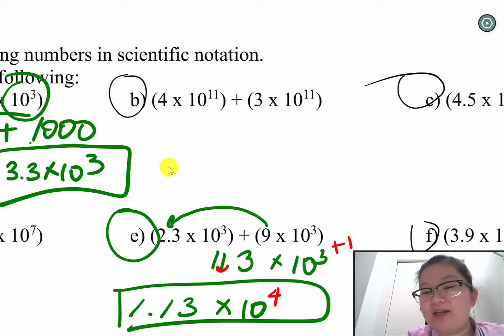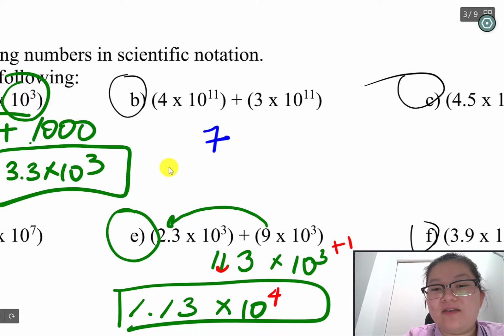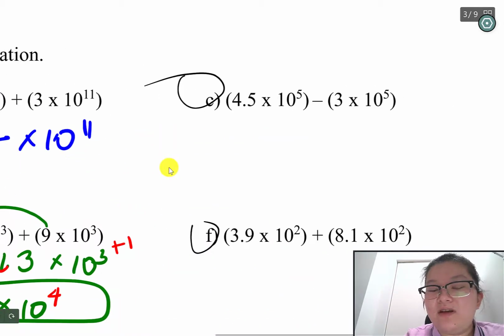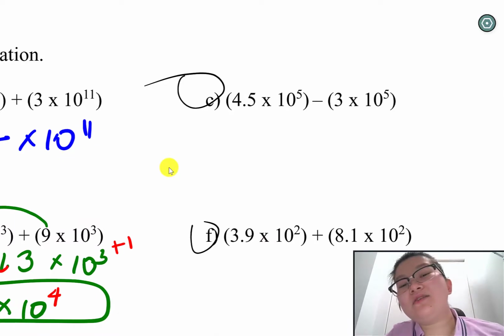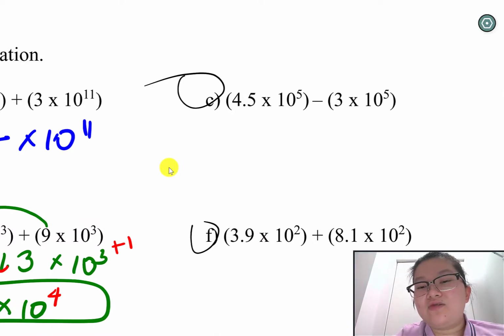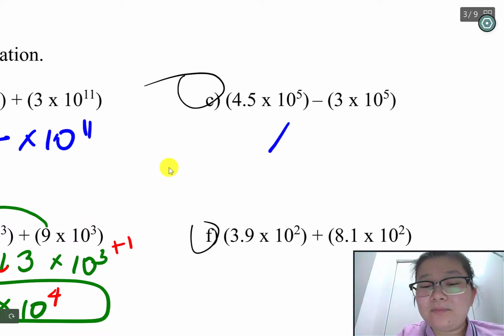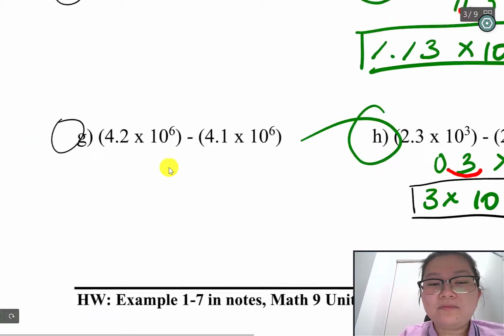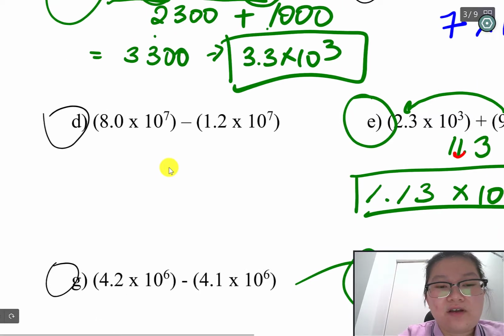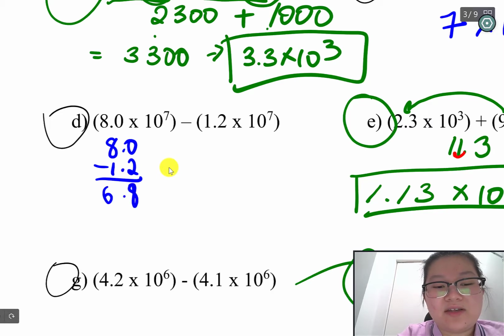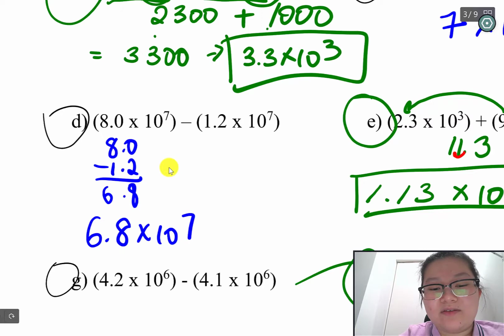So 4 plus 3, that's going to give us 7, and then the scientific notation is going to be the same. Here we have 4.5 minus 3, that's still going to be the same power. That gives us 1.5 times 10 to the power 5. Okay, and then over here, 8.0 minus 1.2, this is going to be 6.8. So that's 6.8 times 10 to the power of 7.